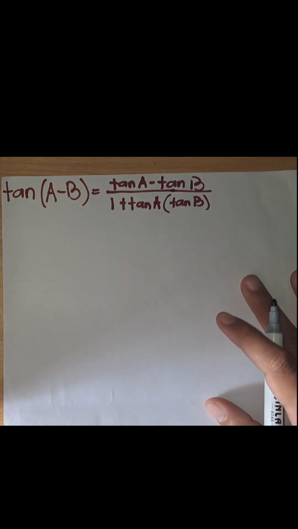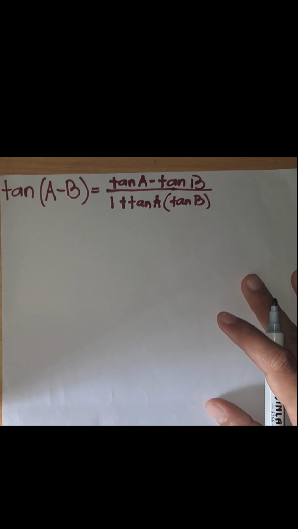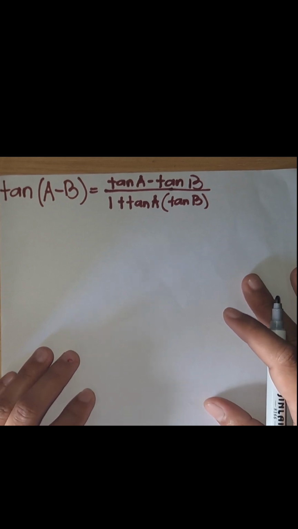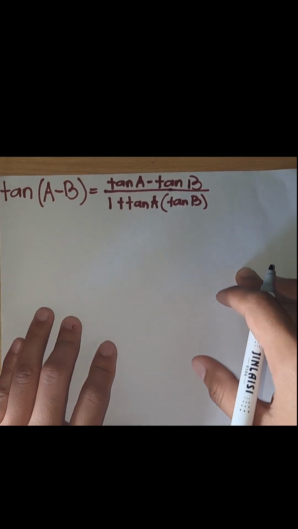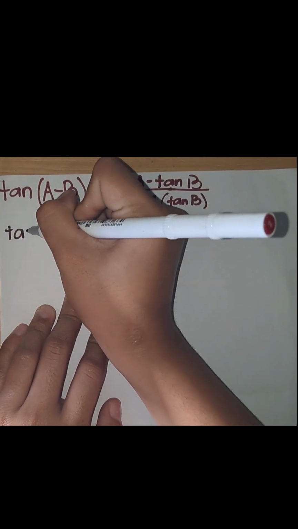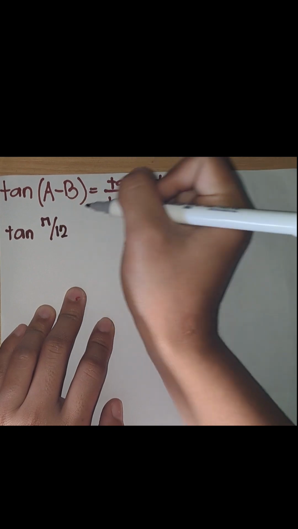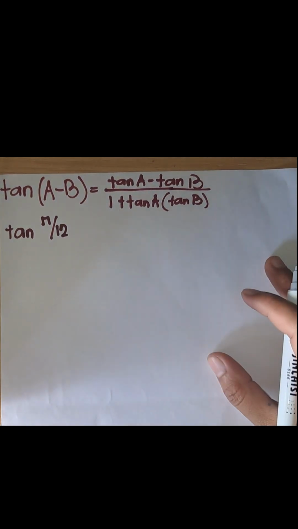So for finding the sum and difference of a tangent function, the formula is tan(A minus B) equals tan A minus tan B over 1 plus tan A times tan B. For example, if we're going to find the tan of pi over 12, the first thing to do is to convert the angle to degrees.